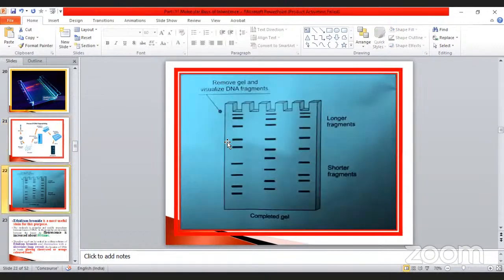See that one? This is removing the gel and visualizing the DNA fragments. We can see it. This is the longer fragment. This is a shorter fragment. This is the completed gel. This is the negative side and this is the positive side. The molecules move in this way only. That's why you will get the shorter molecule and the longer molecule.